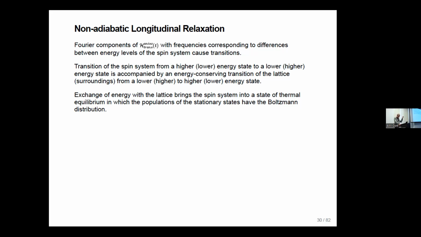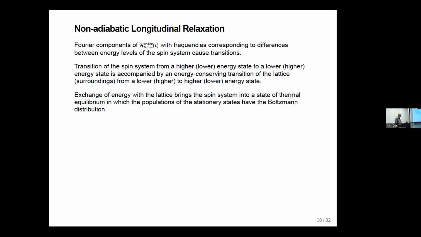And that means those are the components of the fluctuating Hamiltonians that restore Boltzmann equilibrium. Because to restore Boltzmann equilibrium, we have to have transitions from alpha to beta to restore Boltzmann equilibrium populations. So transverse fluctuations lead to longitudinal relaxation. So it's a little bit at cross purposes, as it were.